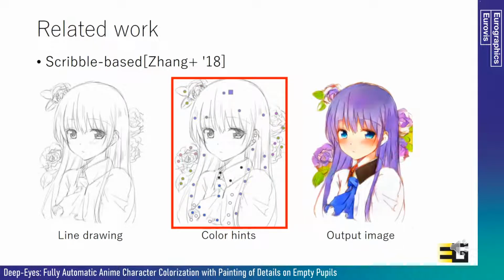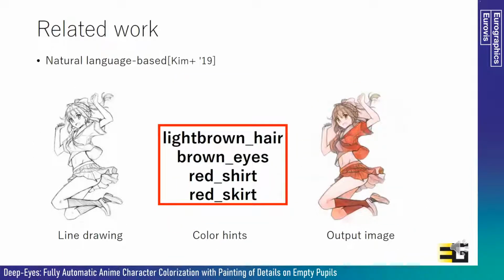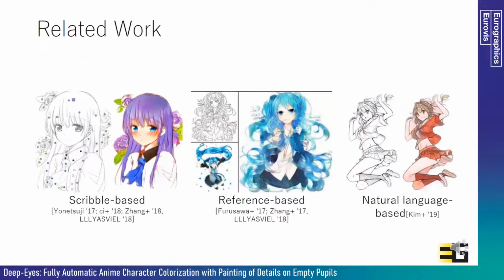The scribble-based method enables accurate colorization by inputting color scribbles or dots in regions that users want to colorize, such as in the middle figure. The reference-based method applies a reference image as an input to specify colors. The natural language-based method allows users to specify regions and colors using natural language, such as the words in the middle figure. These methods cannot paint details in empty pupils.